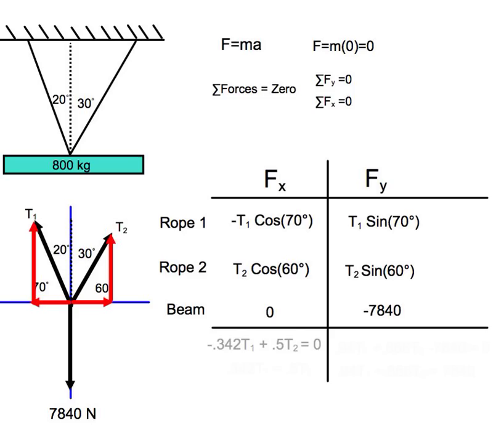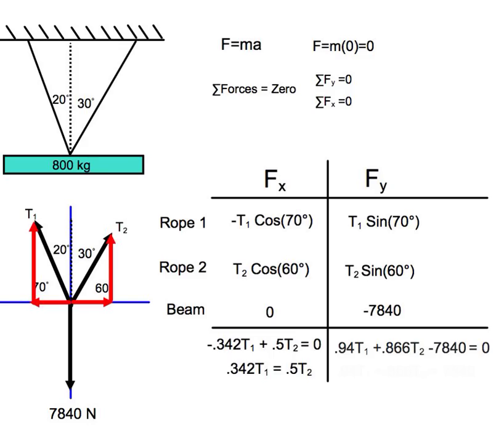So for F of x, if I take the cosine of 70, that's 0.342. The cosine of 60, that's 0.5. So negative 0.342 T1, because it was pointing to the left, plus 0.5 T2 equals 0, because all of the forces in the x direction have to equal 0. If I want to solve for T1, I could say 0.5 T2 equals 0.342 T1. So I just moved 0.342 to one side of the equation.